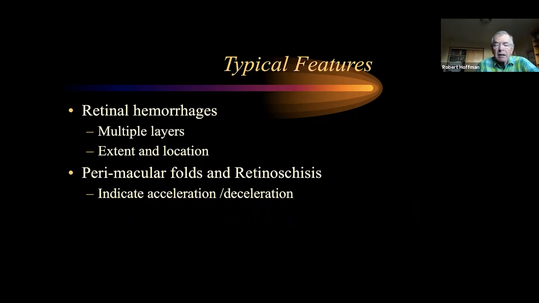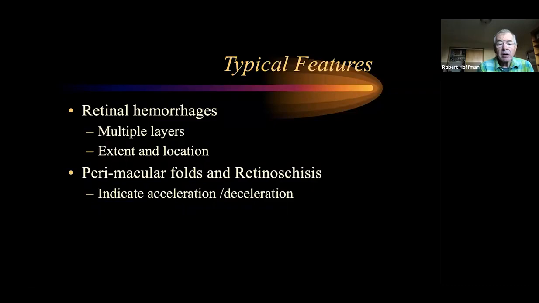When you see retinal hemorrhages, there's nothing that makes a given child, there's nothing that just says this is child abuse, but there are certain circumstances where it's a lot more suggestive than others. And if you've got hemorrhages that are in multiple layers, throughout the retina, that is highly suggestive.